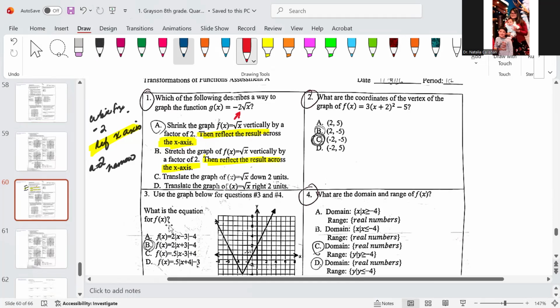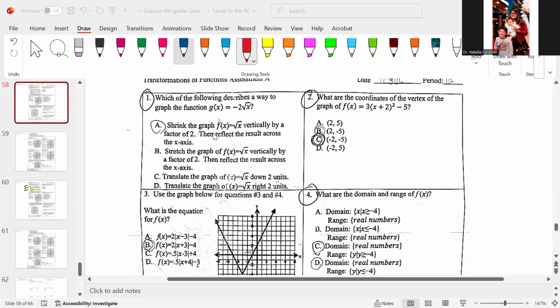So I'm thinking that he probably thinks it is going to be shrinks the graph. Or I'm sorry, stretch the graph. But I'm just going to check to make sure.